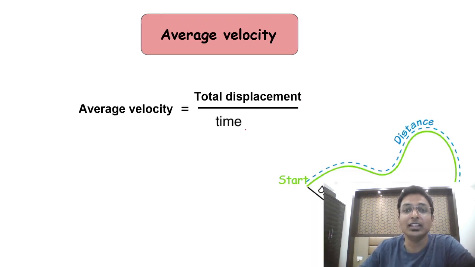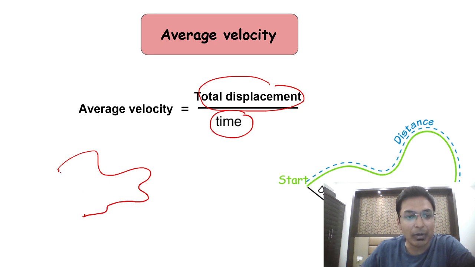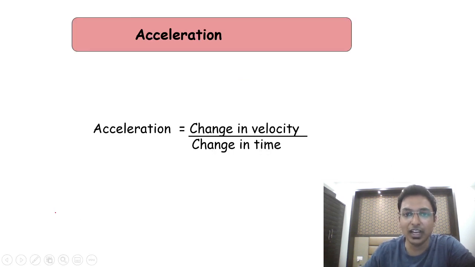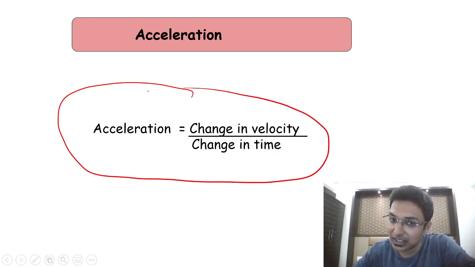And what is the average velocity? It is the total displacement done upon the total time. So suppose you have this point and this point, so you go like this. But what will be the displacement? This will be the displacement. So total displacement is s, and suppose the time taken is t, so the average velocity will be s by t. All right, moving forward, acceleration, as we all know, it is change in velocity upon the time taken.